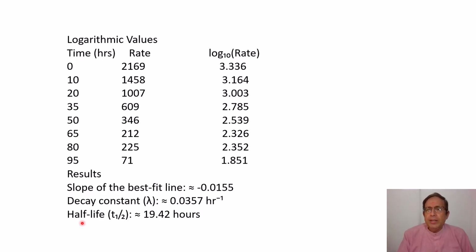And what about half-life? Since I have told you in the earlier subunit that half-life is ln 2 by lambda, if you have the value of lambda, you can calculate the half-life. Using the value of ln 2, you divide it by lambda, you will get the half-life.